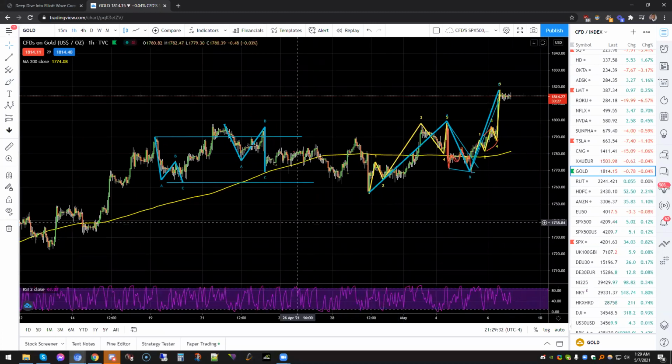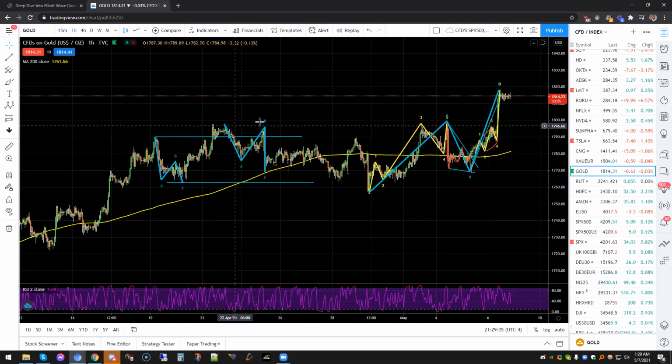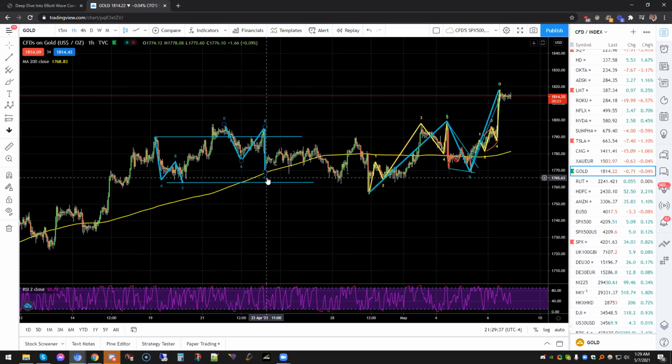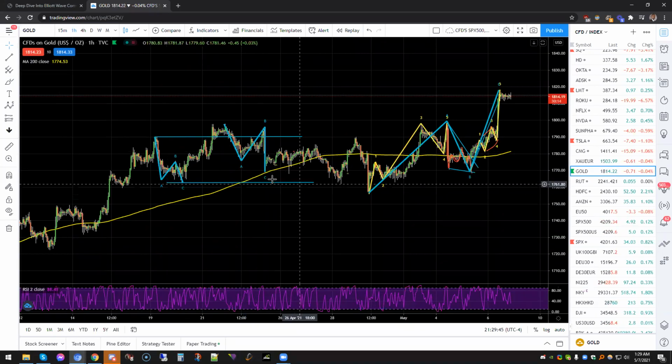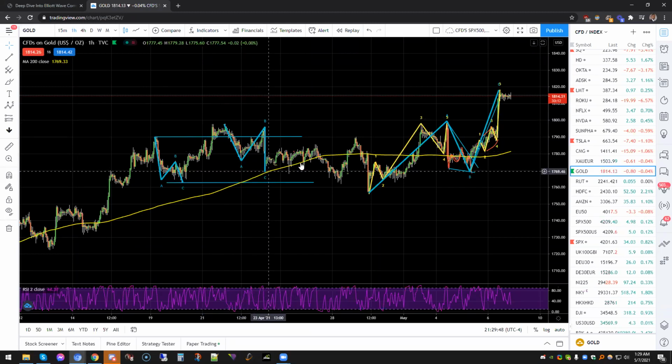Okay, now this wave here, this 1, 2, 3, it's simply extended. And this is what we refer to and say we may have a WXY. Okay, because now we have a three-wave move being connected by what we refer to as an X wave, and then we have Y. So it looked more like this.